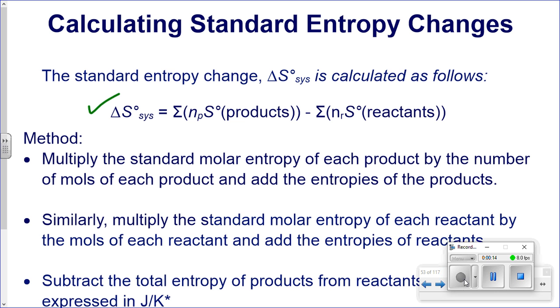So the change in entropy standard of the system is equal to the sum of the moles of the entropy of the products minus the same thing for the reactants. So again, you saw this before when we talked about delta H. But again, it's just the same thing, and all you have to do is look these numbers up.